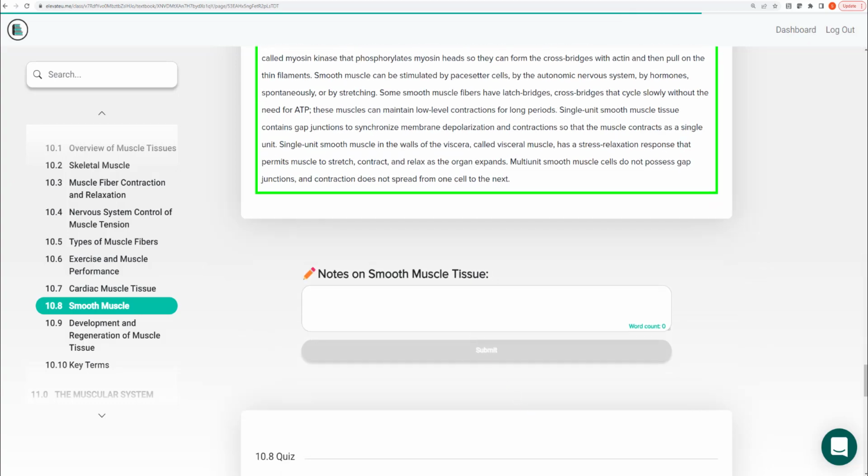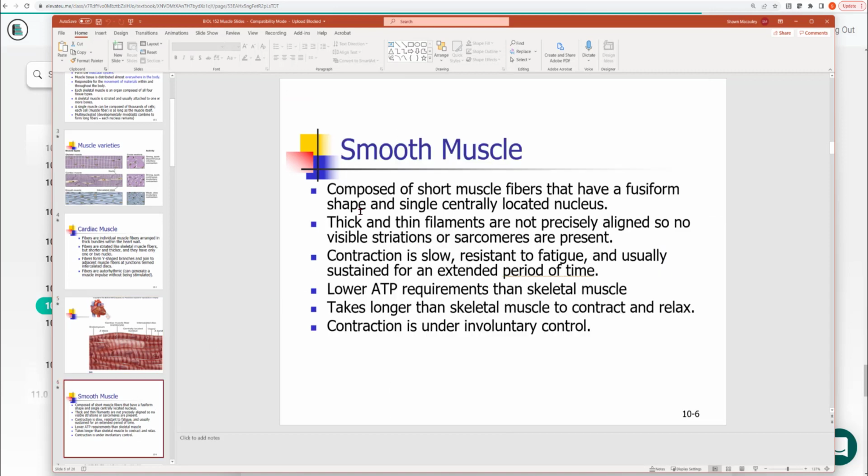So that is the end of smooth muscle. And going to those slides, again, back to smooth muscle, I'm telling you just a couple things here. I've already said it. Short muscle fibers, fusiform or cigar-shaped cells, one centrally located nucleus. Thin and thick filaments, the actin and myosin are there, but not aligned so that you see the striations.